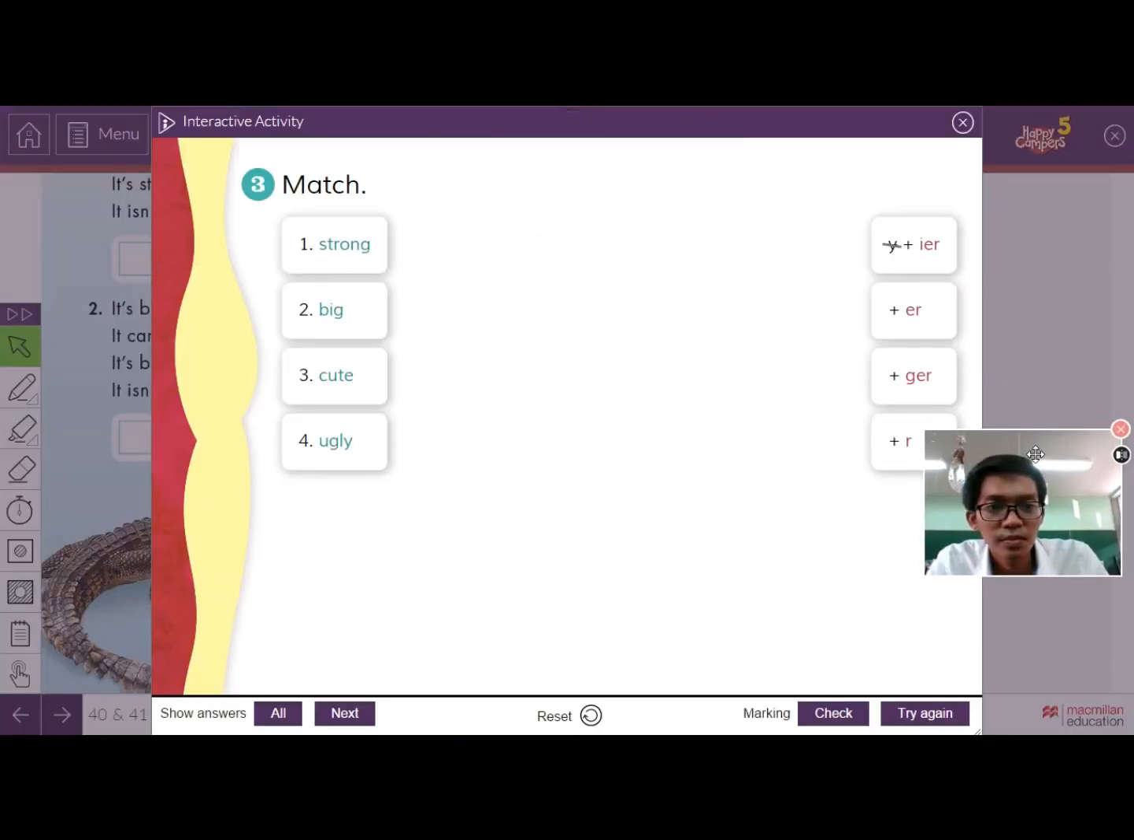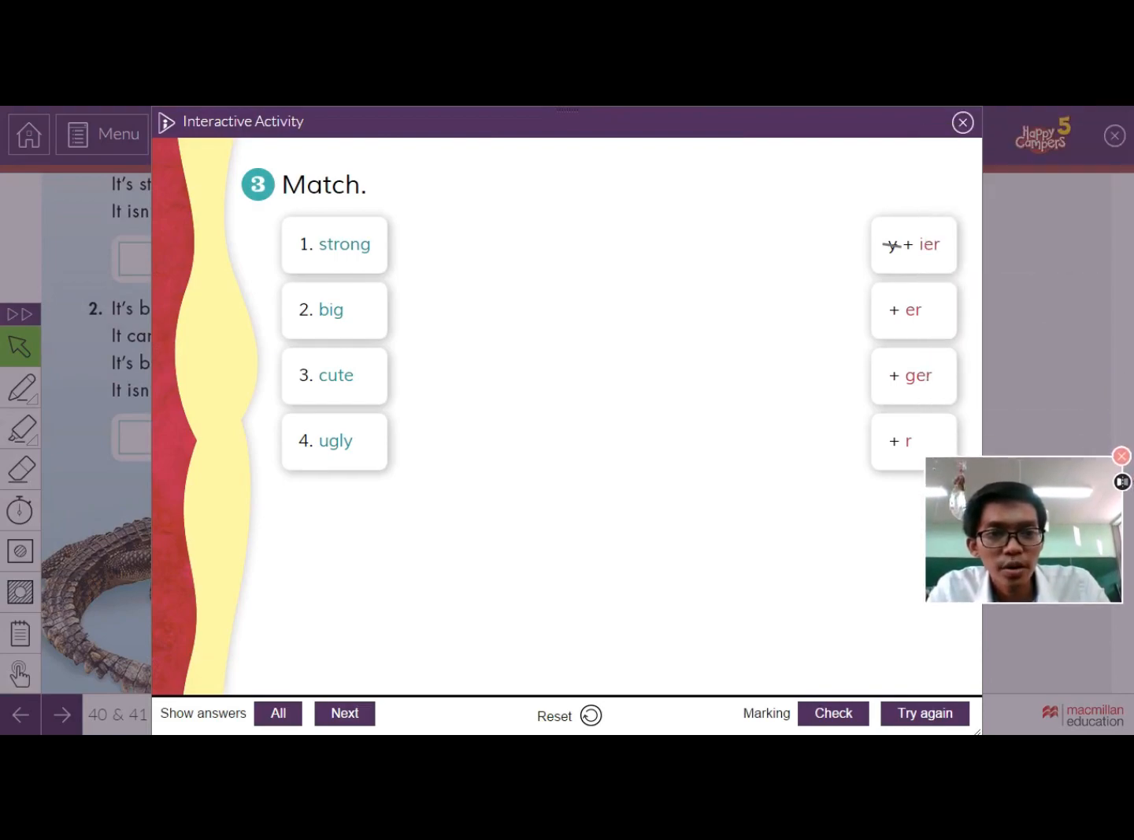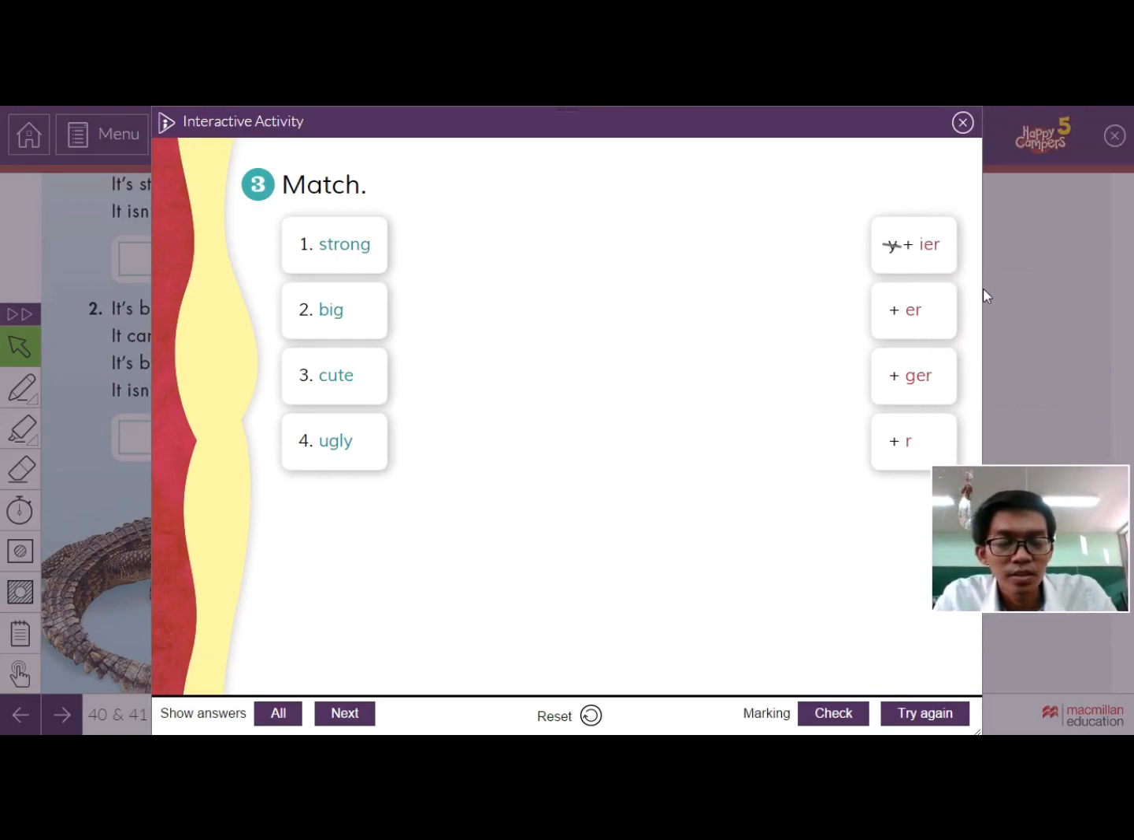Match. This is quite simple. You need to choose the correct suffix or ending for these adjectives. Strong. Strong is paired with, because the last letter of this word is a consonant, the letter G, so you need to use ER.